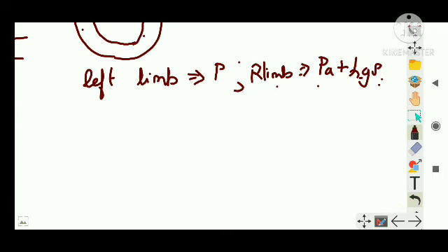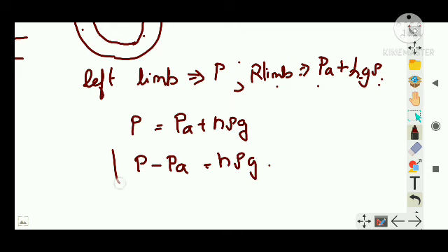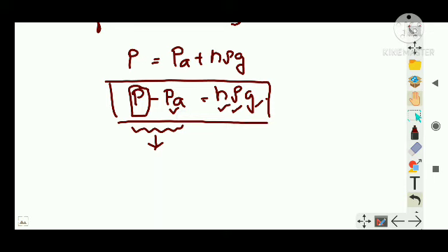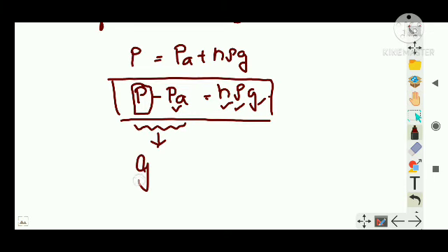That is, the left limb pressure is equal to the right limb pressure, or I can say P is equal to PA plus H rho G. Or I can write P minus PA is equal to H rho G. PA is something you can know, that is atmospheric pressure. H you can measure, rho is the density of mercury, G is acceleration due to gravity. So the unknown pressure P is the pressure of the gas. What is P minus PA? That is the pressure of the system minus the atmospheric pressure. What you have found is called gauge pressure.